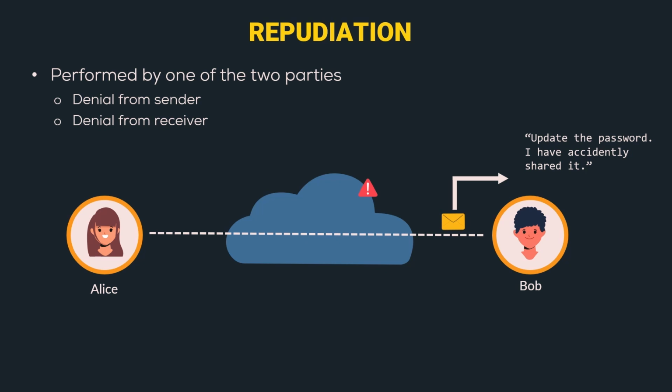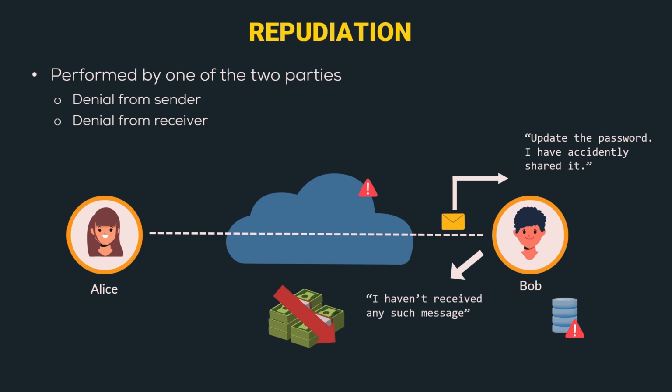Here Alice sends a message with content something like this: update the password, I have accidentally shared it. Since the password is compromised, the DB can come under attack. For some reason, Bob doesn't change the password and the information gets leaked, which results in a big loss for the organization. Now the blame is on Alice, and Alice says that she had sent a message to Bob regarding a password change. Now Bob denies this by saying that I haven't received any such message. Now Alice is in trouble.